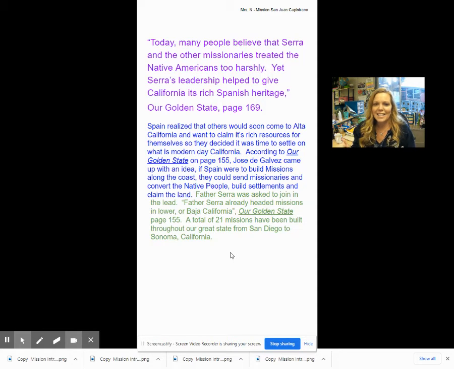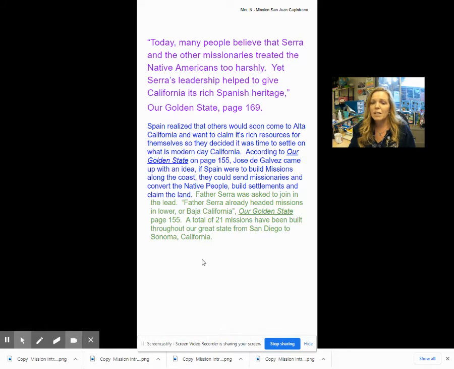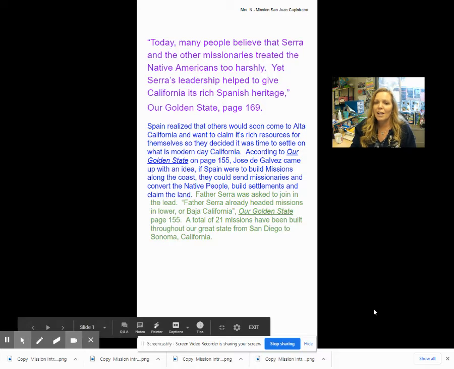mission yet. So, from my research, I put in Father Serra was asked to join in the lead, and I add in a direct quote: "Father Serra already headed missions in Lower or Baja California," end quote, comma, Our Golden State, page 155. A total of 21 missions have been built throughout our great state from San Diego to Sonoma, California.